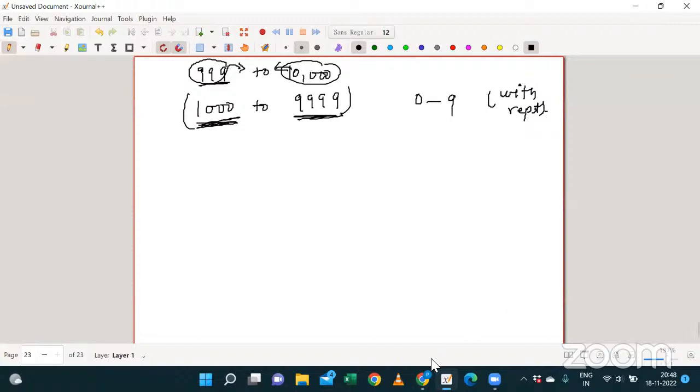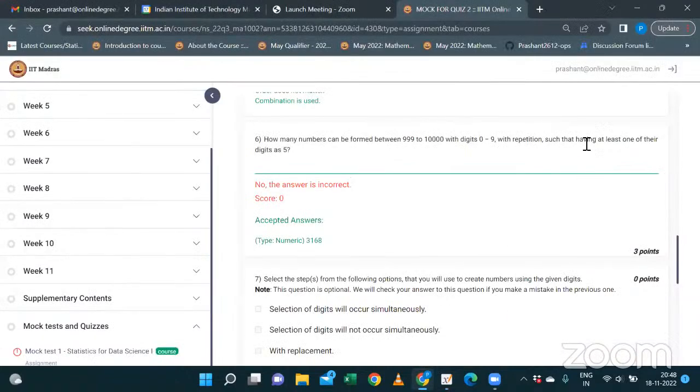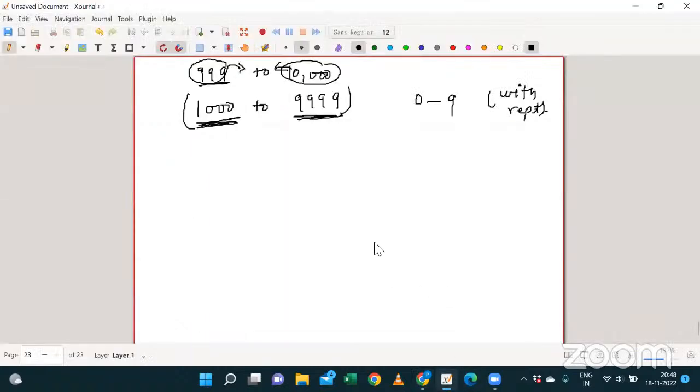Now the question is saying such that at least one of their digits is 5. That means when I make the 4-digit number, it must have at least one 5. It is possible that all digits are 5, or 2 fives, or 3 fives.